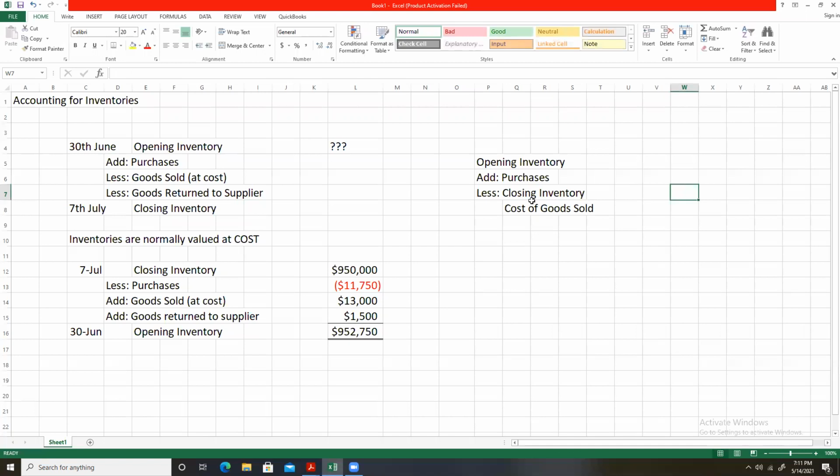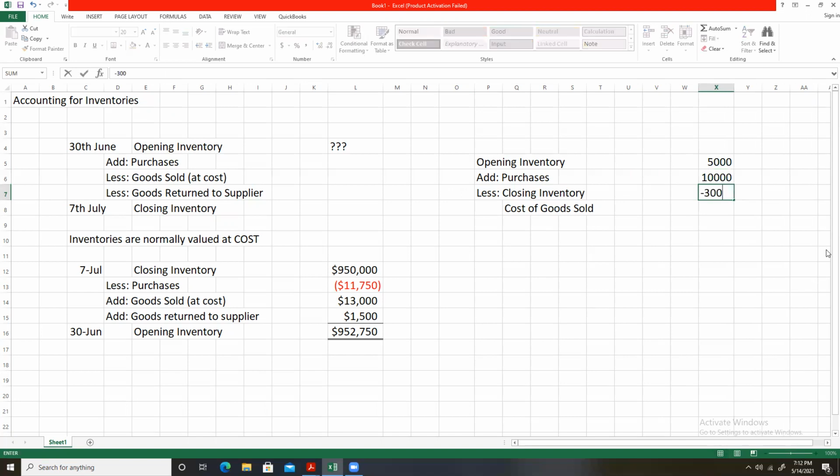What if I reduce the value of closing inventory? Here we are subtracting closing inventory to get the value of cost of goods sold. So if this figure is understated, let's suppose the opening inventory is 5,000, purchases are 10,000, and the closing inventory is, let's say, 3,000. Now we will get cost of goods sold as 12,000.